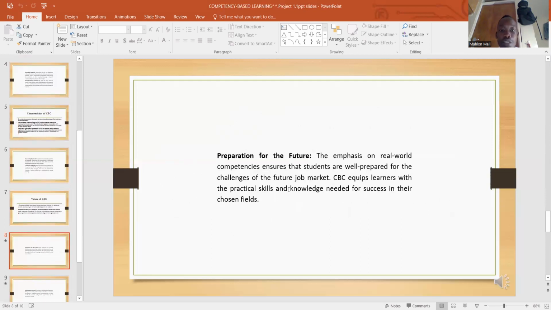The third value is the preparation for the future. The emphasis on real-world competencies ensures that the students are well prepared for the challenges of the future job market. CBC equips learners with the practical skills and knowledge needed to succeed in their chosen field.